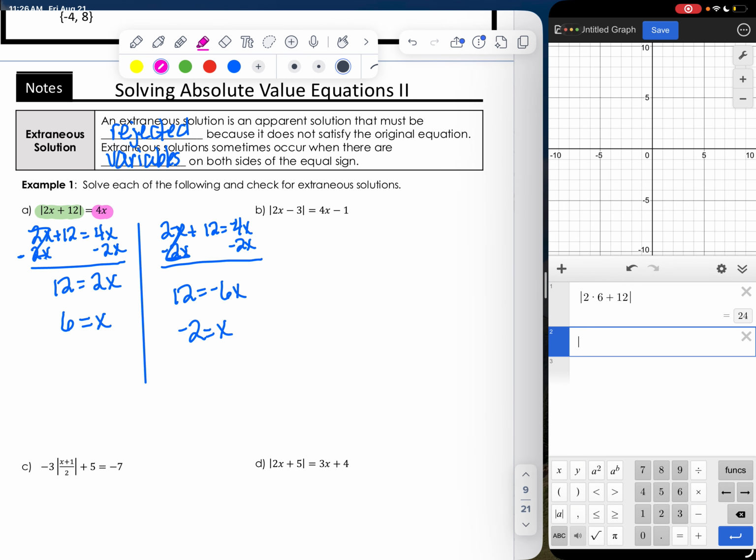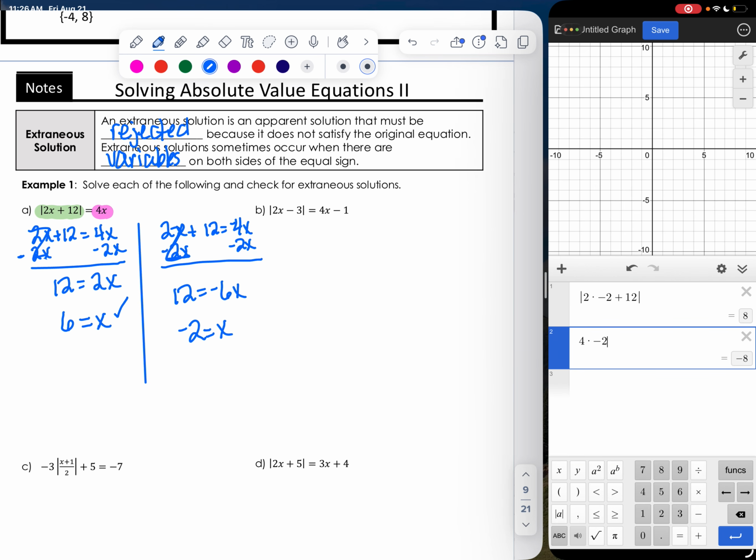Now on a new line, I'll put in the right side of the equation, which was 4x. So 4 times x, in this case, x was 6. So they both equal 24. So I'm going to put a check mark by this first solution. This solution checked out. All right, now I'm going to edit this equation, and I'm going to change the 6 to my other solution, which was negative 2. So put a negative 2 there and a negative 2 there.